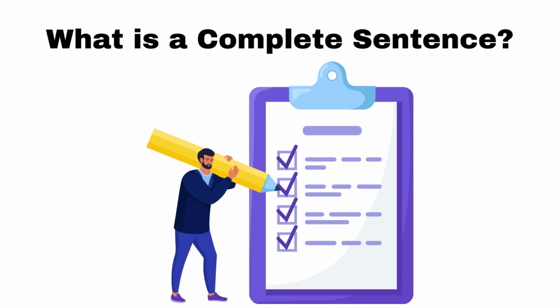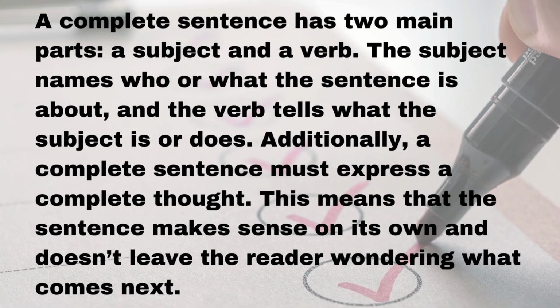What is a complete sentence? A complete sentence has two main parts, a subject and a verb. The subject names who or what the sentence is about, and the verb tells what the subject is or does. Additionally, a complete sentence must express a complete thought. This means that the sentence makes sense on its own and doesn't leave the reader wondering what comes next.